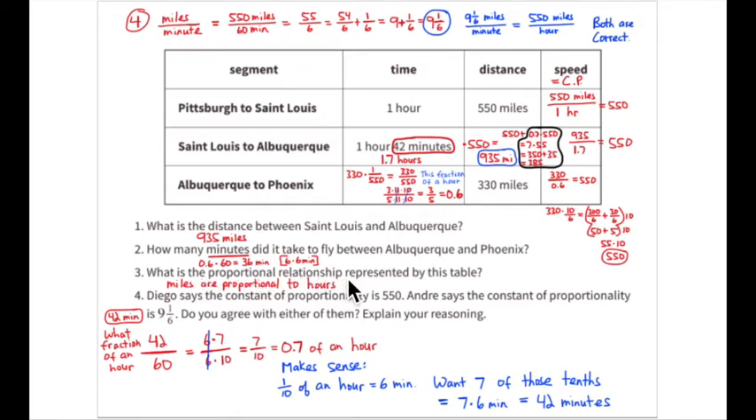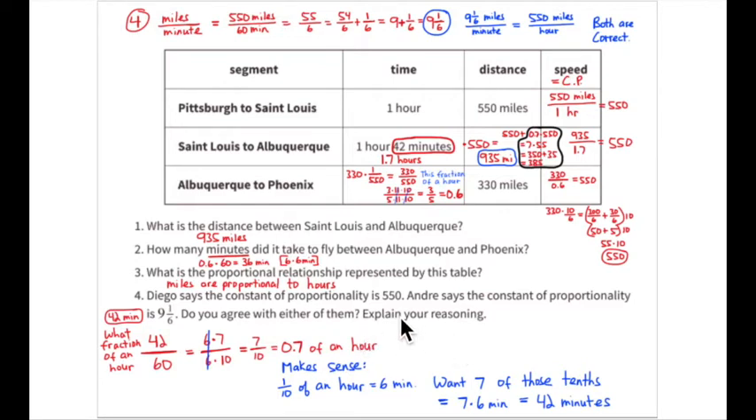What is the proportional relationship represented by this table? It's miles are proportional to hours. So the number of miles you travel is proportional to the number of hours, the amount of time you travel. So the distance is proportional to the time. And Diego says the constant of proportionality is 550. Well, we know that. That's what we worked with. But Andre says, I think the constant of proportionality is 9 1/6. So do you agree with them?